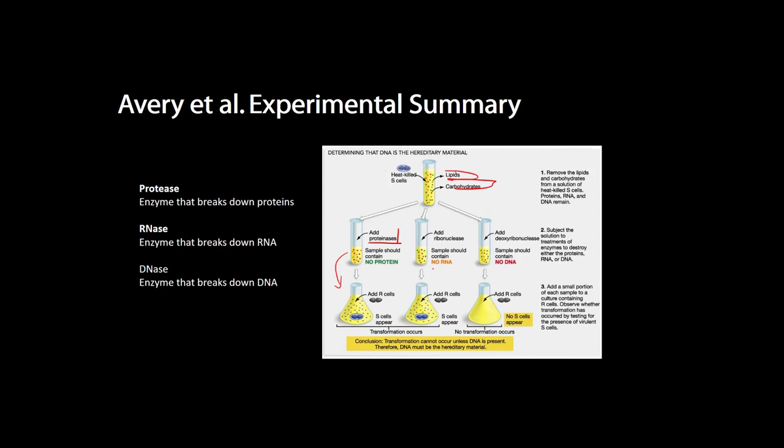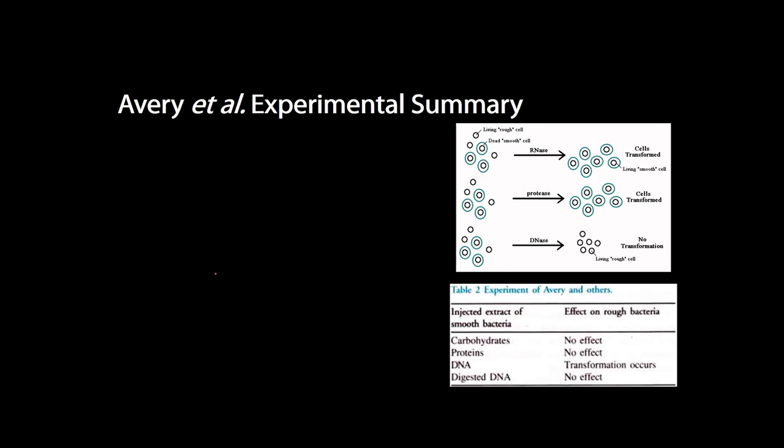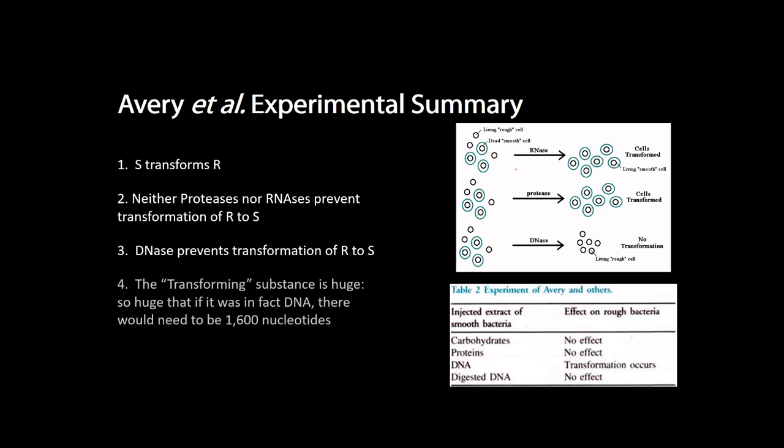And the same was true for an enzyme that was able to shred RNA, but not for an enzyme that shredded DNA, all right? DNase was able to inhibit the transformation. And so this pivotal work showed that the transforming substance, at least in bacteria, was in fact DNA. All right, so here's another slide showing the basics of the story. And in this case, you can see how the smooth cells still have their proteinaceous coat, their capsule. Right. So the summary of their work was that S transforms R, that neither the proteases nor the RNases prevent transformation, but DNase does prevent it, and that whatever this transforming substance is, it turned out when they biochemically separated it, it was huge, and it was so huge that if it was in fact DNA, there would need to be 1,600 nucleotides.